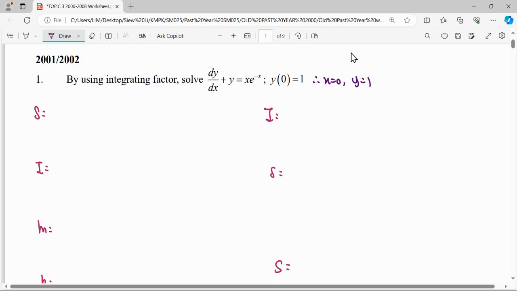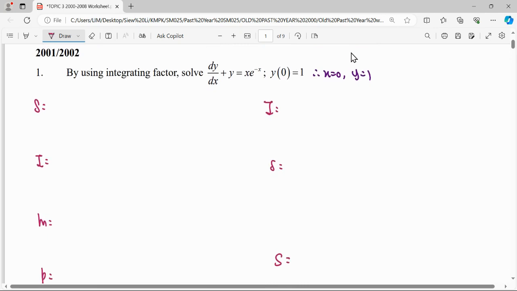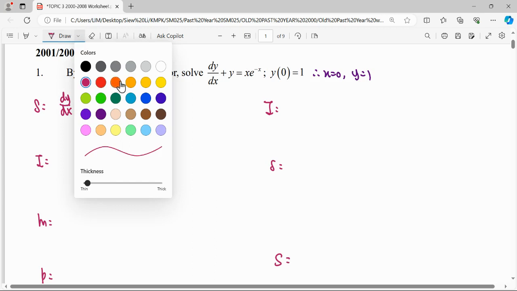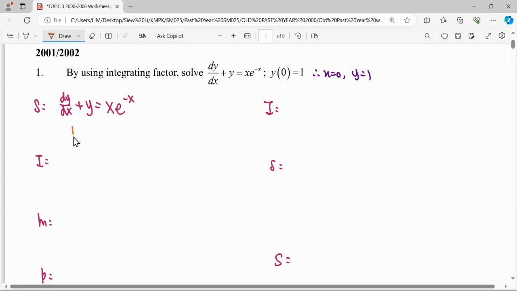First, forming the standard form, it will start from dy/dx, followed by the term y and the term of x at the right hand side. So this differential equation is given in the standard form already. What can we do from this standard form? We need to identify the coefficient of y. So the coefficient of y here will be 1.